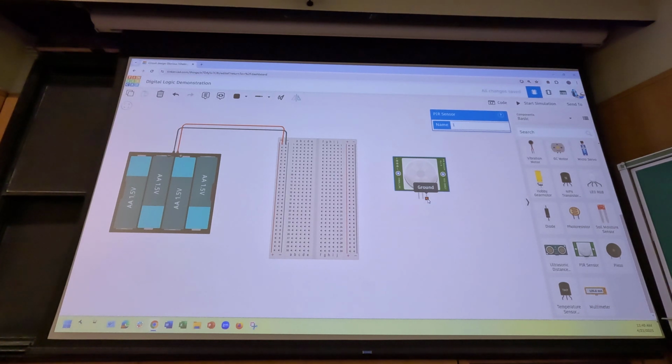So you kind of just need one on a wall or a corner to cover the whole room. They have a digital output that's just going to be high if it detects motion and low if it doesn't. So what I haven't tested before is whether you can power these with 6 volts in Tinkercad or not.